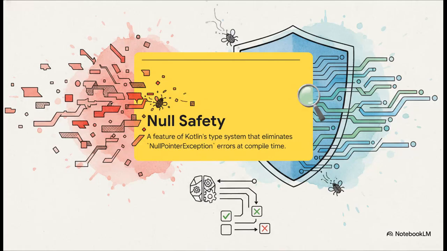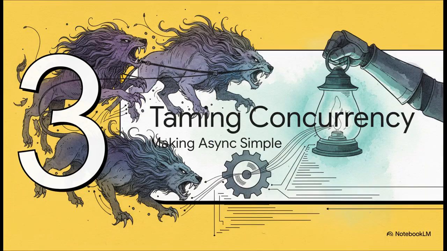So how on earth does Kotlin pull this off? Well, the magic is called null safety, and it's baked right into the language. It basically forces you, as the developer, to decide upfront what's allowed to be null and what isn't. And if you mess up, the compiler catches it before you can even run the code. An entire class of bugs just vanishes. Poof! Okay, on to our final beast, concurrency.